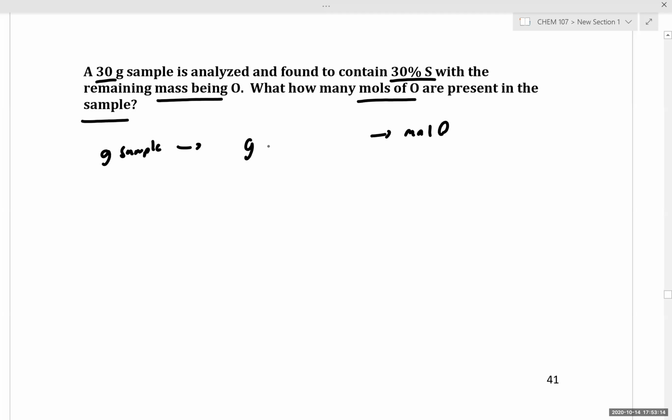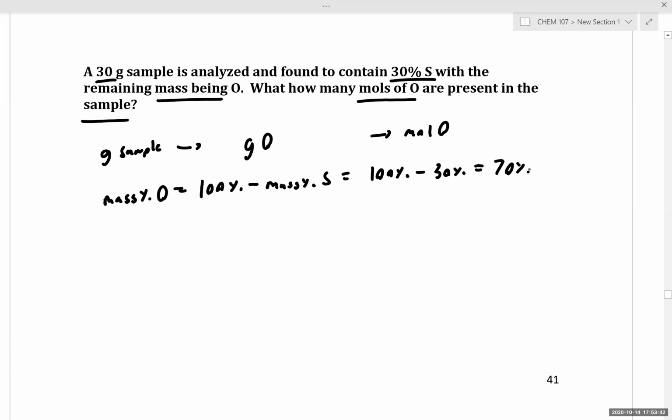We can get the moles of oxygen from the grams of oxygen. So in order to get the grams of oxygen, we're going to need the mass percentage. To calculate the mass percentage of oxygen, we're going to take 100% minus the mass percentage of sulfur. So we have 100% minus 30%, which gives us 70% for the mass percentage of oxygen. So now that we have this set up, we can execute on this conversion. Given that we have 30 grams of sample, we know from our mass percentage to go to our grams of oxygen, we have 70 grams of oxygen per 100 grams of sample.